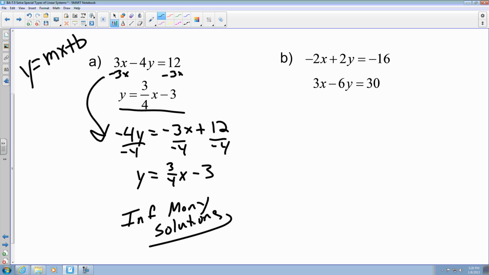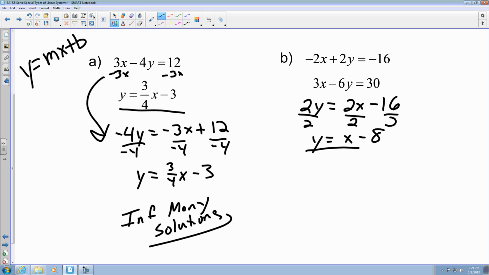Okay, let's go to example B. Example B, both equations are not in slope-intercept form. They're not in y equals mx plus b form. So for the first equation, I'm going to add 2x to both sides. So it gives me 2y equals 2x minus 16. By dividing everything by 2, it gives me y equals x minus 8. So that's what it looks like for the first equation.